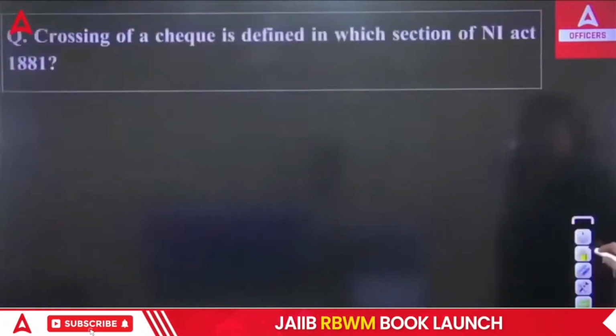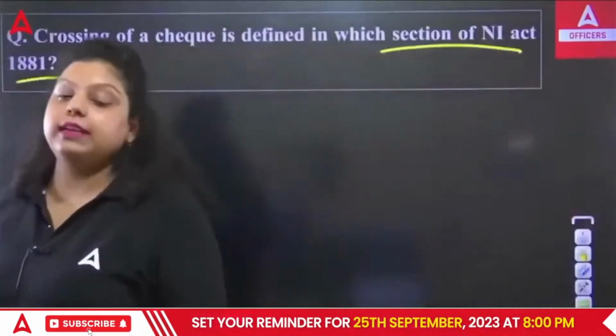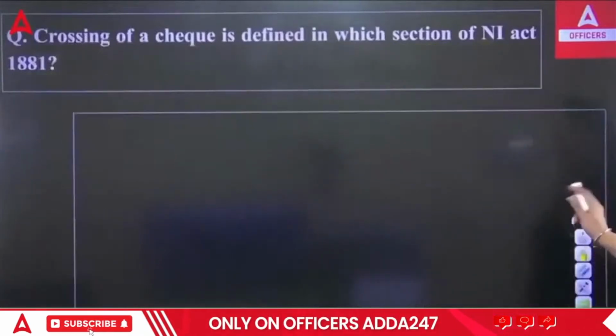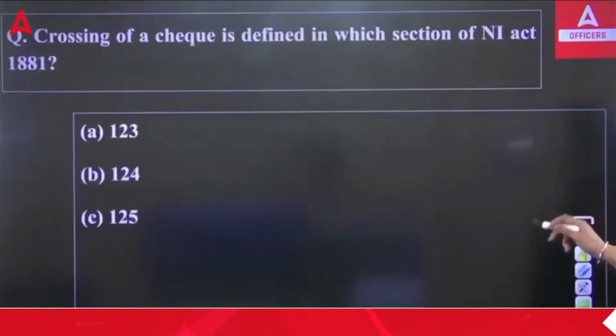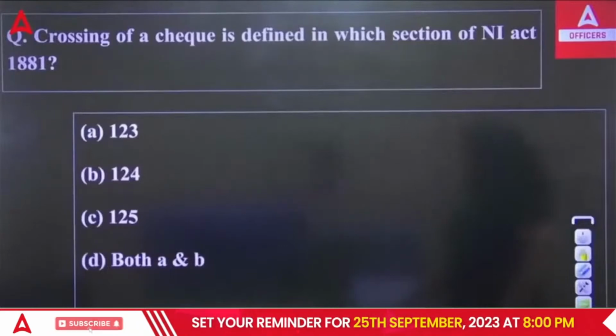Next. Crossing of a check is defined in which section of Negotiable Instrument Act 1881? So crossing of check will be of 3 types. The sections are 123, 124, 125, both A and B. Which of the following is correct? If I talk about the crossing, there are three types of crossing.